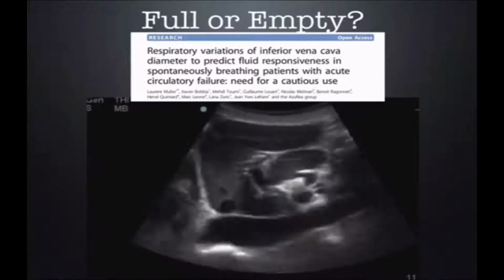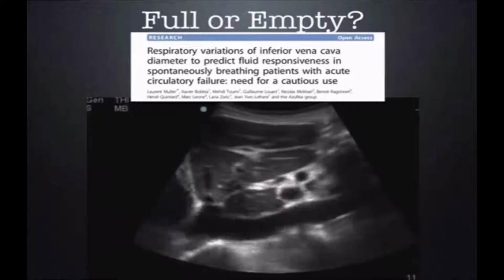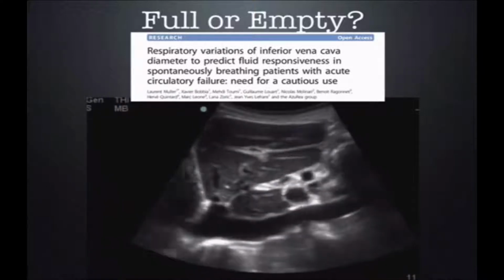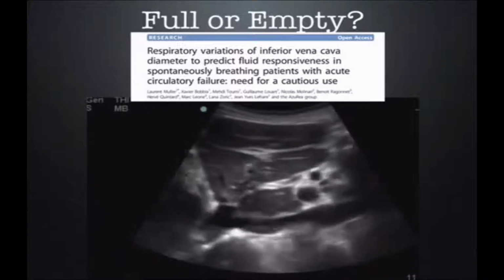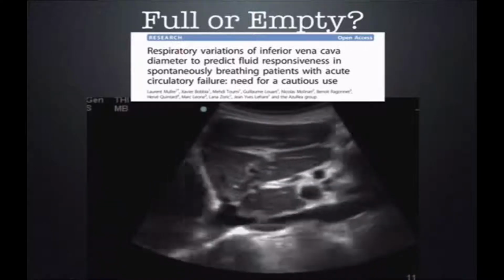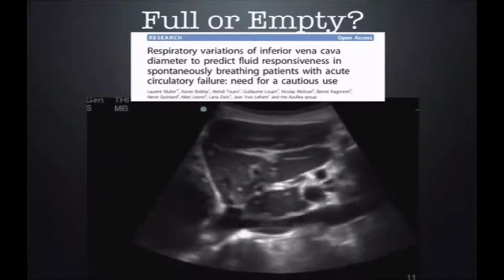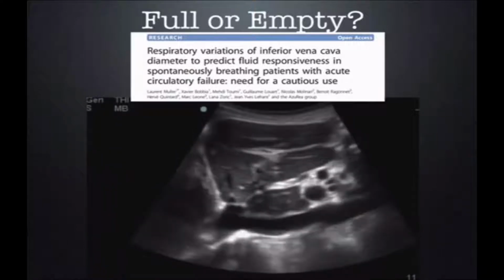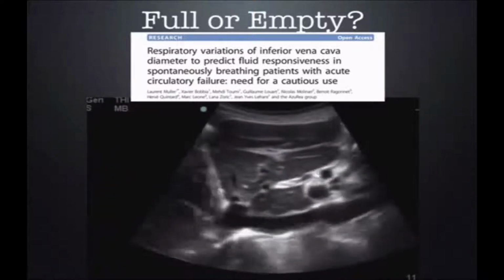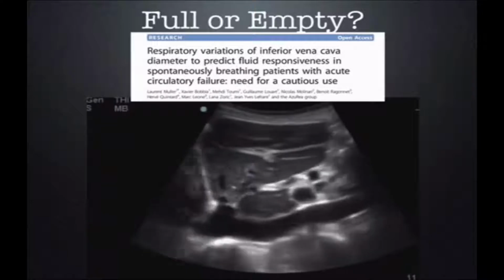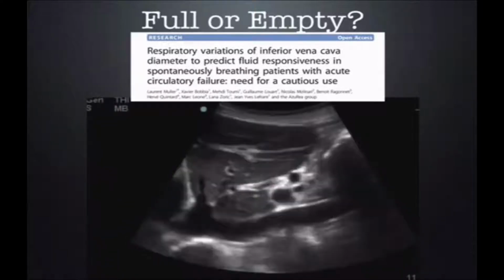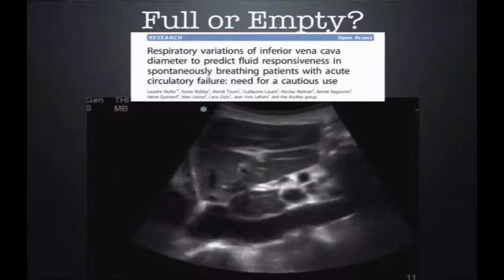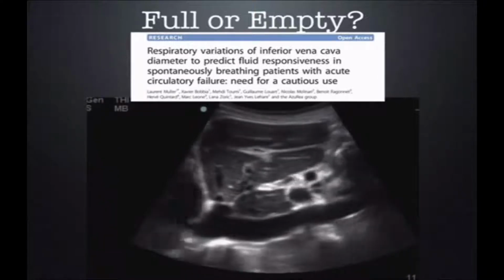And what they found was a 40% or more collapse correlated pretty well with someone who was fluid responsive. It did not mean that they were not fluid responsive if they had a collapse less than 40%, and I hinted at that earlier. But that's the stance that I take on it. If they have a 40%, 30% collapse or more, I say that subject needs fluid.